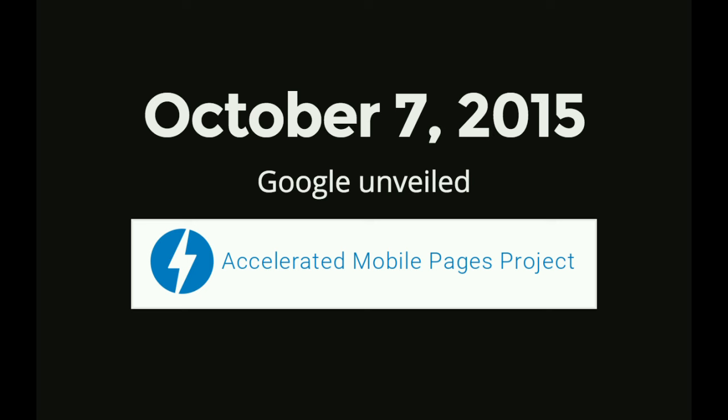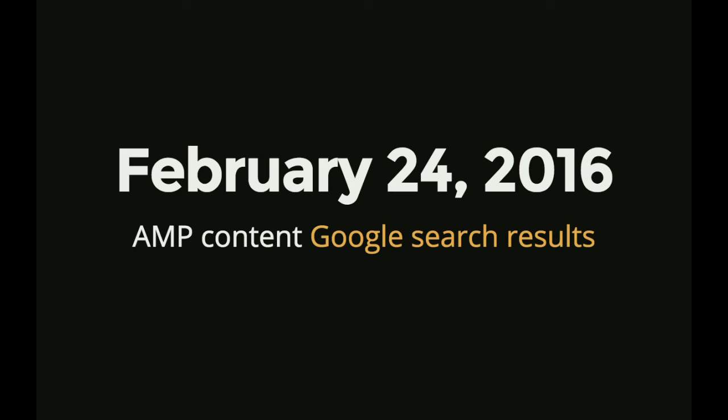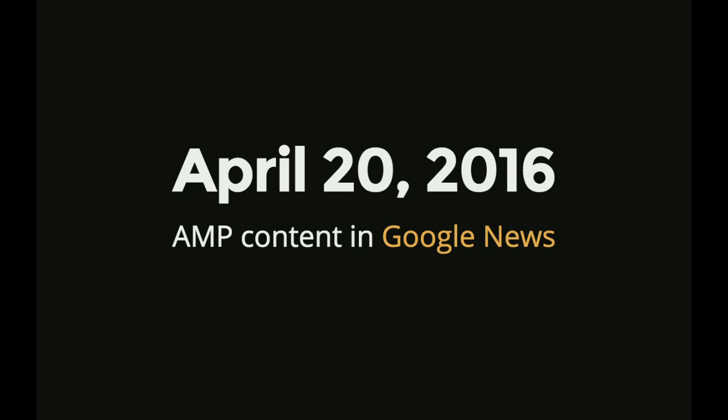Then in October of last year, Google announced the Accelerated Mobile Pages project. People nowadays refer to this as Google AMP. A few months later in February, we first started seeing AMP. So this is very new stuff. In case you haven't been following all of the news, it has only been since February that we've been seeing AMP content in Google search results, and it was just a couple weeks ago that we started seeing AMP content in Google News results as well.